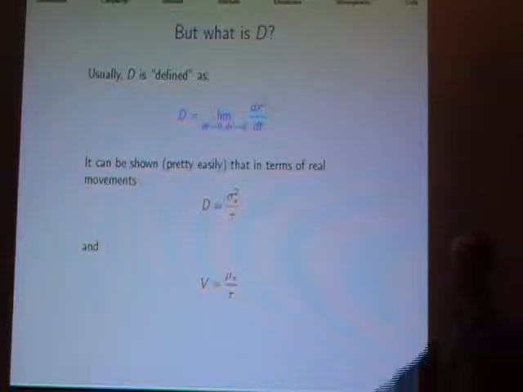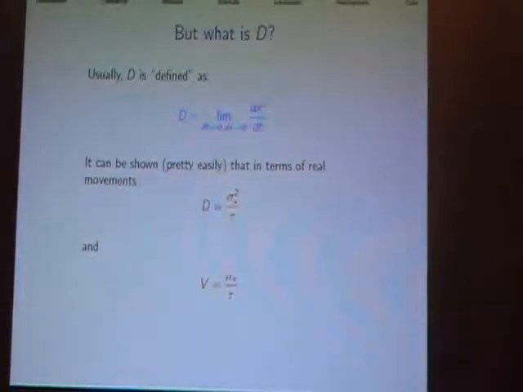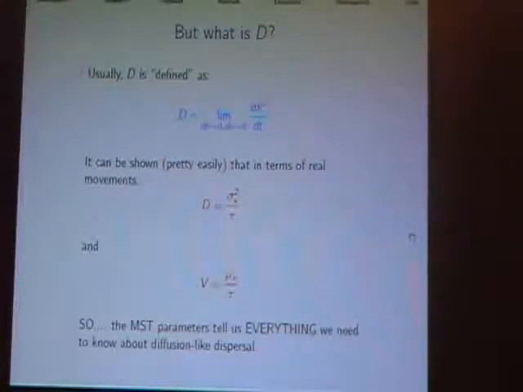An issue with the diffusion literature is that this constant is defined as a strange limit, because it's written out in terms of the partial differential equation, which has these infinitesimal parameterizations. It turns out that as long as you know the length and time scale of movement, it's just sigma x squared over tau. That's another useful application to scale stuff. And your velocity parameter is your advective scale over that time scale. So those parameters tell us just about everything we need to know about diffusion, like dispersal.